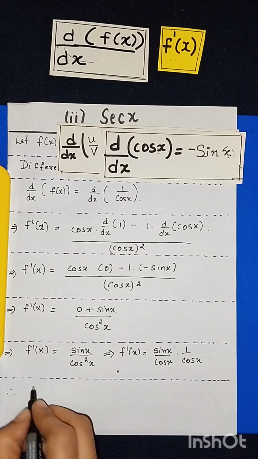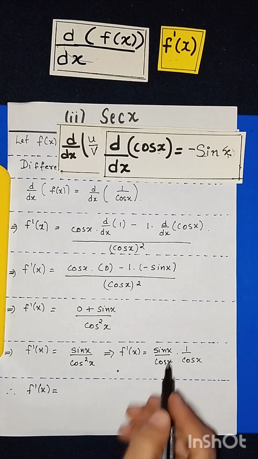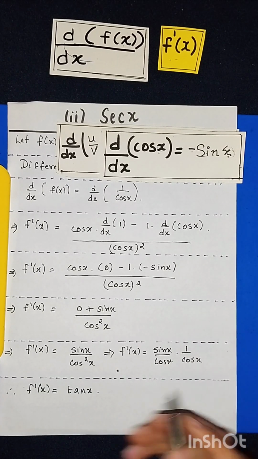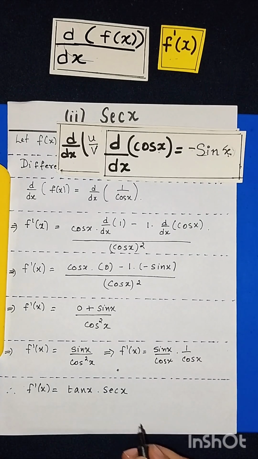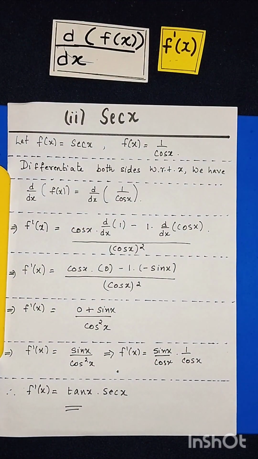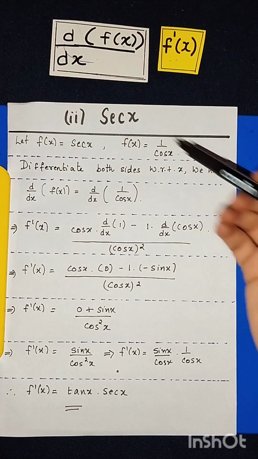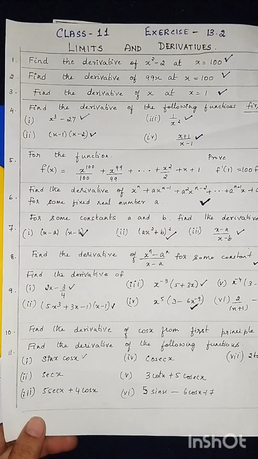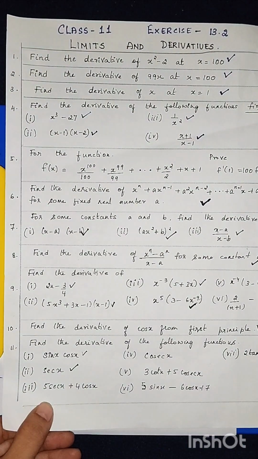Now therefore f dash of x is equal to sin x by cos x, which is tan x, and 1 by cos x is secant x. So this is the derivative of the function secant x. So from now on you have to remember that the derivative of secant x is secant x into tan x. So hence we completed the second one.